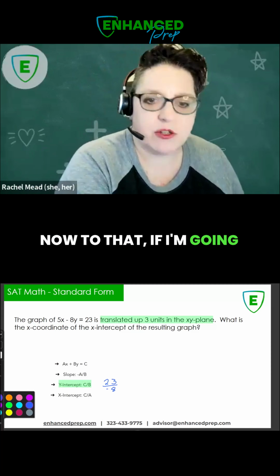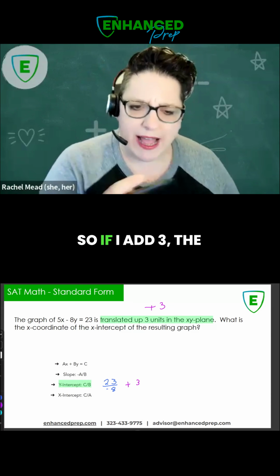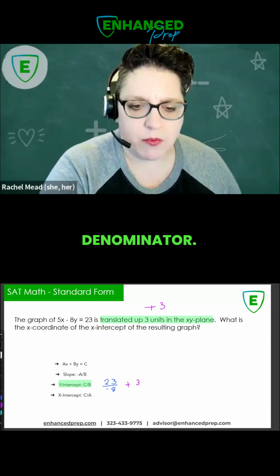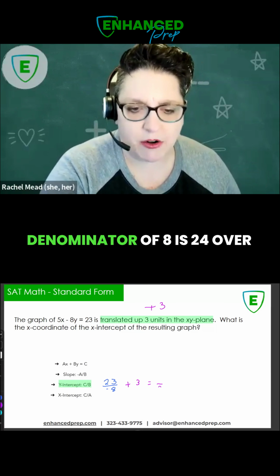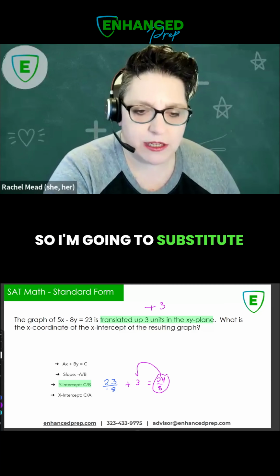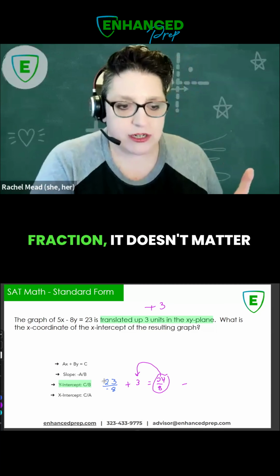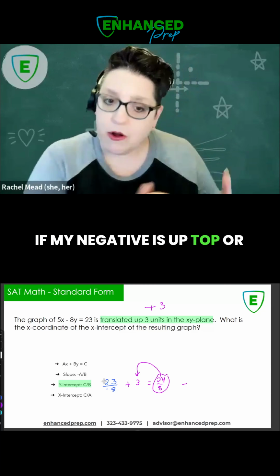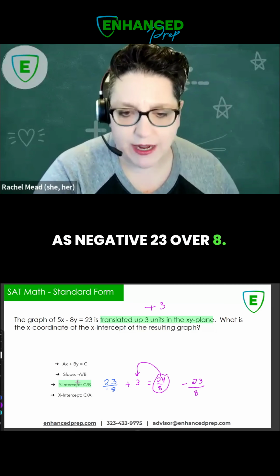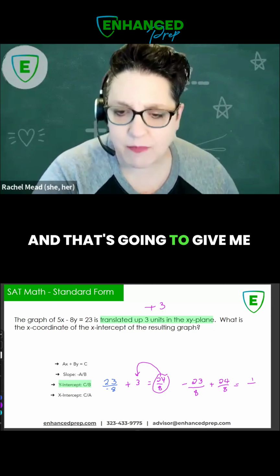Now to that, if I'm going to translate up 3 units, that means I'm adding 3 to this. So if I add 3, the quickest way for me to do this is to get my common denominator. Well, 3 with a common denominator of 8 is 24 over 8. So I'm going to substitute this back in here. Now remember, when I have that fraction, it doesn't matter if my negative is up top or on the bottom. So I'm going to treat this as negative 23 over 8. And then to that, I'm going to add 24 over 8. And that's going to give me 1 over 8.